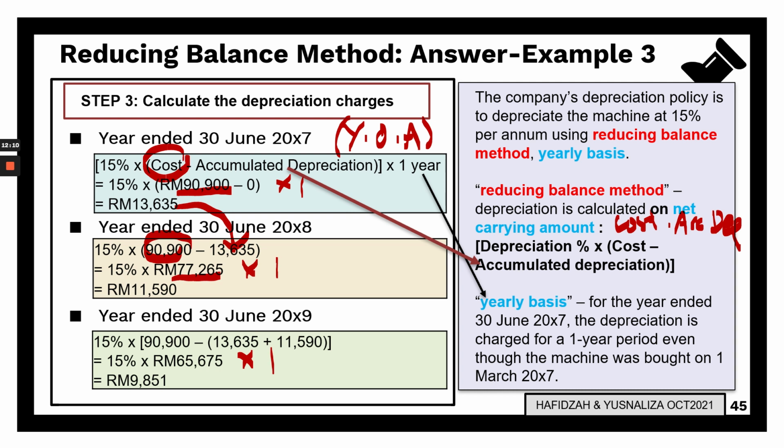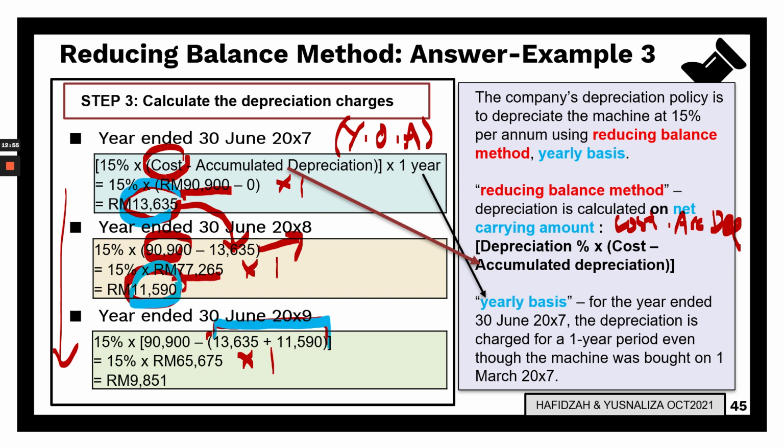So there is a decreasing pattern there. You can see there is a decreasing pattern. The third year, you will see that the accumulated depreciation, this is the accumulated depreciation, where that was the depreciation here, and the accumulated depreciation is going to be the depreciation for 2 years, which is 13,635 and 11,590. Let me just take a different color for you. This one and this is the one here.